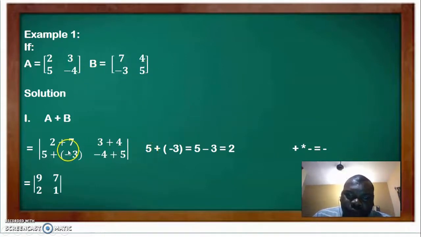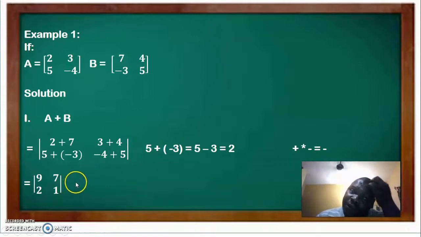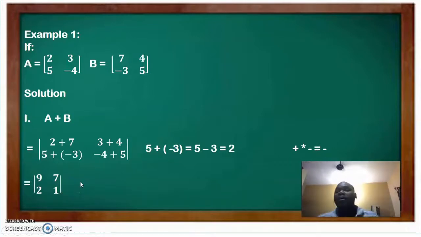So 2 plus 7 is 9, 3 plus 4 is equals to 7. So 5 plus minus 3: plus times minus is equals to minus. So we are going to have 5 minus 3, which is equals to 2. Then minus 4 plus 5 is equals to 1. You are owing somebody 4 naira, and you have 5 naira with you. Once you pay the 4 naira you are owing the person, you still have 1 naira with you. That's the interpretation of that. So minus 4 plus 5 is equals to plus 1.